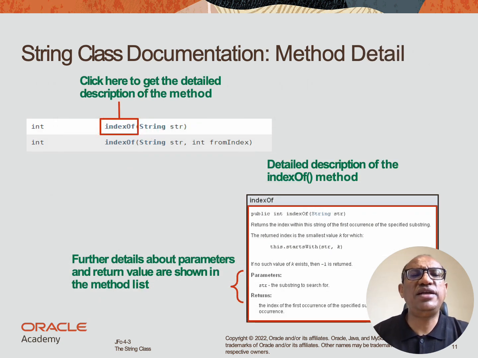Click into any method name to see details. You'll get a breakdown of what the method does, what parameters it needs, and what it returns. In this case, you're looking at the detailed description of indexOf. The example here shows the detailed description for one of the indexOf methods of String.